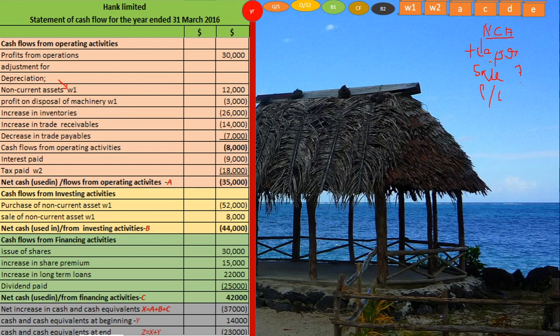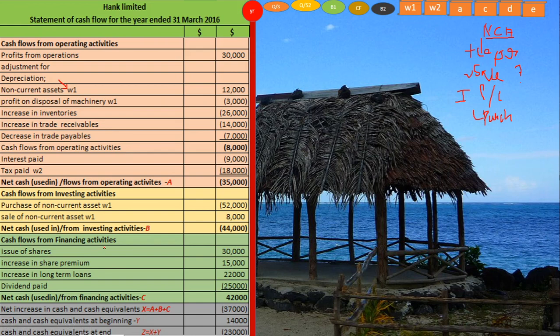So we'll be calculating depreciation, sale, profit or loss made on sale, and then purchase. When you purchase your non-current assets, there will be outflow of cash, which you will have to show in the investing activities. So basically this sale component and the purchase component will be in your investing activities. Let's have a look down here.